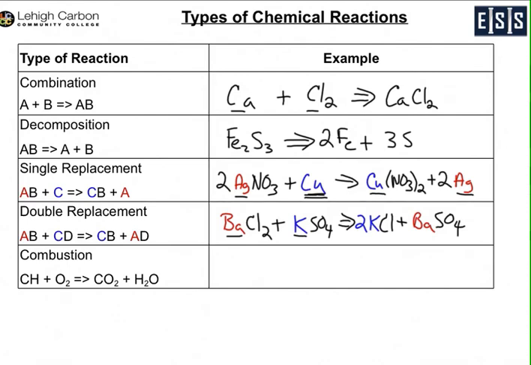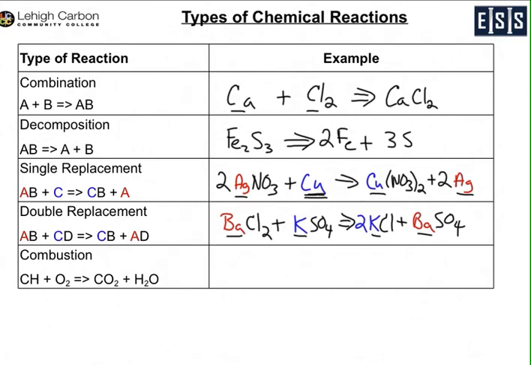So it's similar to the single replacement in that the potassium and the barium are switching, but now because you have chlorine and sulfate here, it's a double replacement, whereas the one above, copper was by itself, and you ended up with silver by itself, and that's a single replacement.